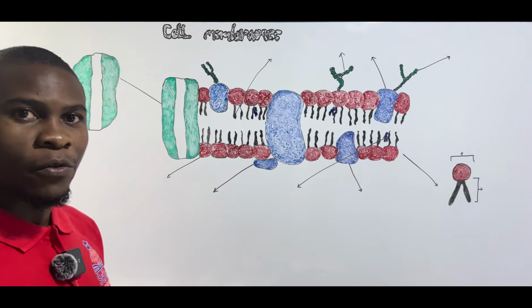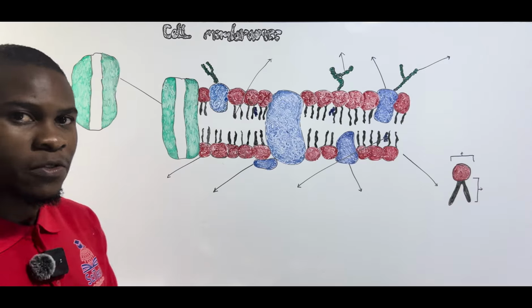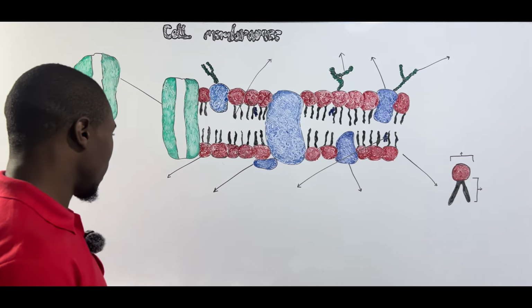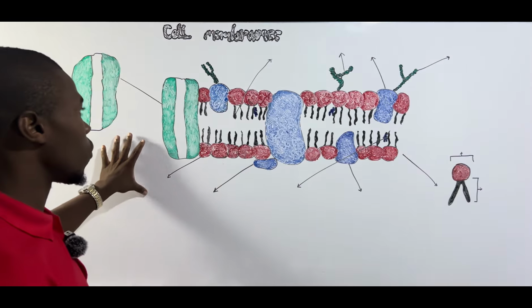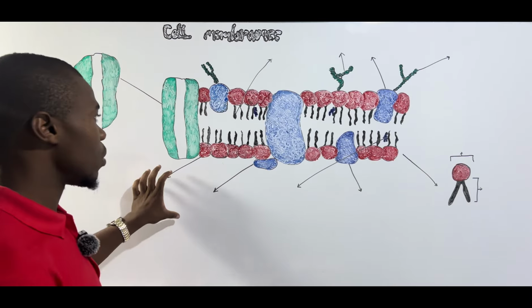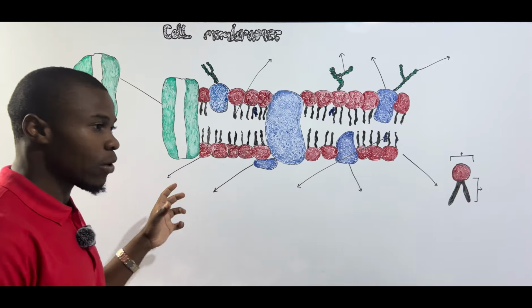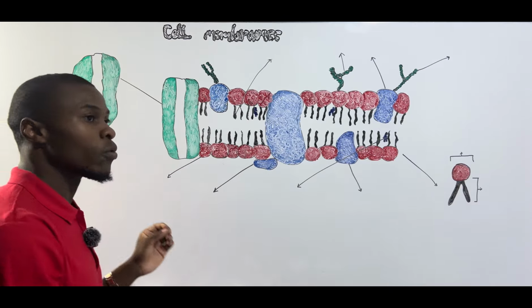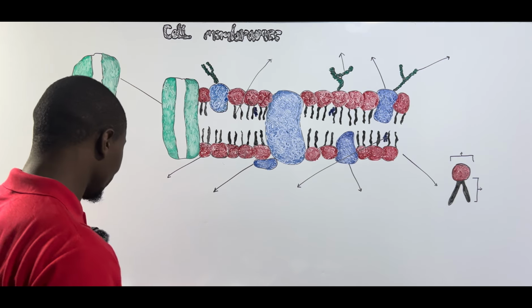Cell membranes are one of the most prominent structures that we can find in both cells and cell organelles. They play an important role, which primarily is to regulate, or rather separate, the internal environment and the external environment, either of the whole cell or the internal environment of the cell organelle.